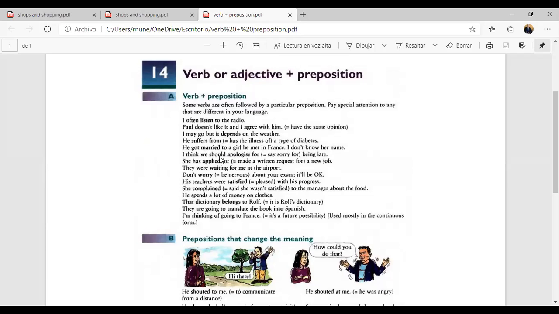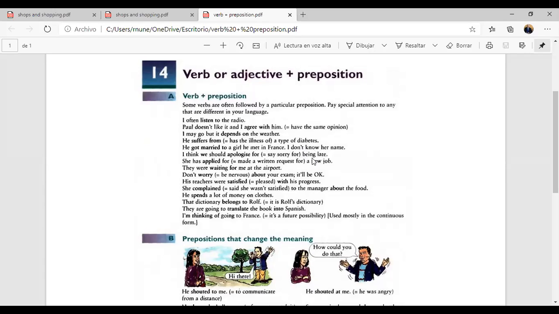I need to apologize. I think we should apologize for. Say sorry for being late. Okay. I think we should apologize for being late. Ojo aquí, que aquí tiene preposición. Por lo tanto, el verbo va en ing. Recuerden que after a preposition, the verb must go with ing.